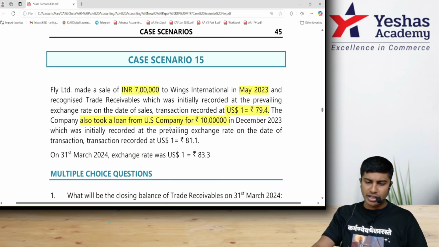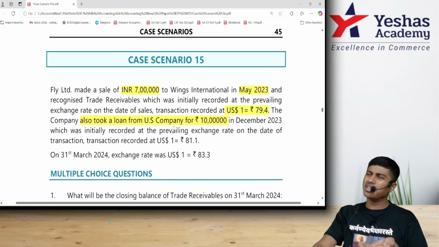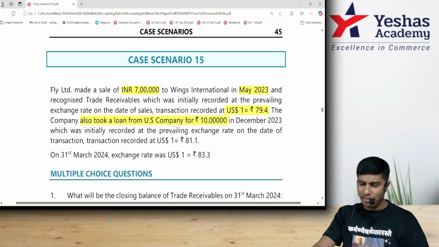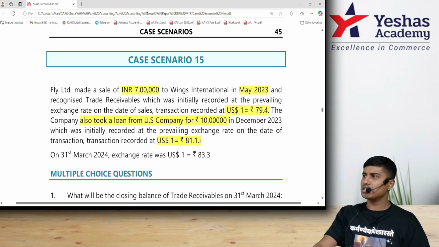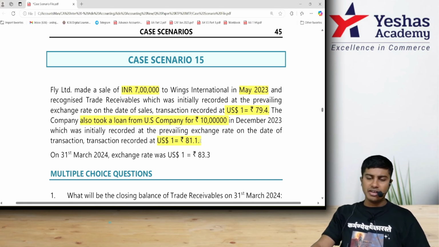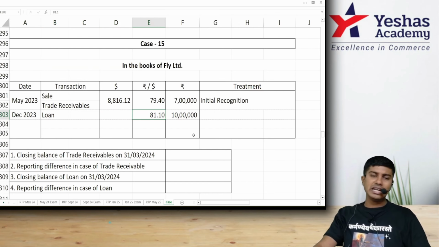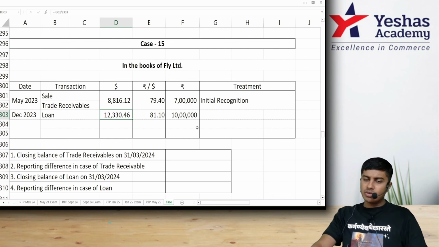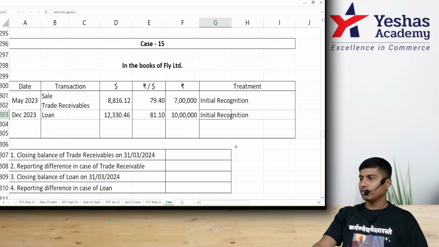How much is the rate on that date, in December 23, which is initially recorded at the prevailing exchange rate on the date of transaction? They're telling us they've recorded. Just tell me the rate on that date. I know AS 11. It is 81.1. Take 10 lakh and divide by 81.1. Did we arrive at 12,330.46? This is also initial recognition.